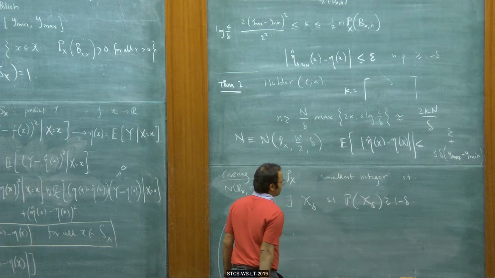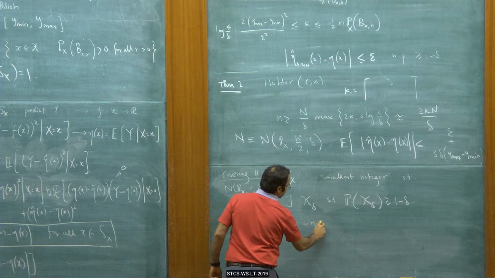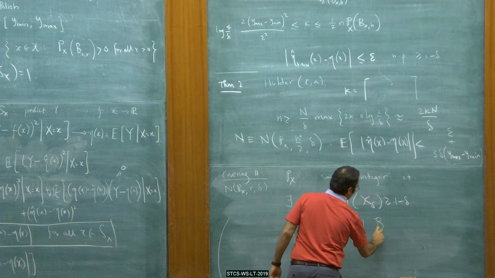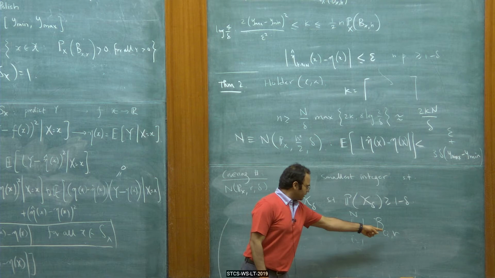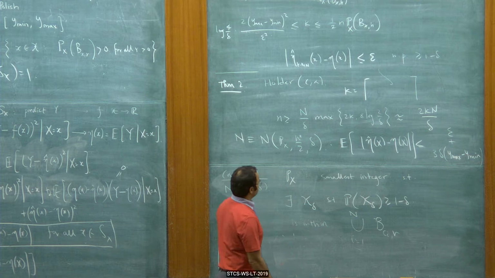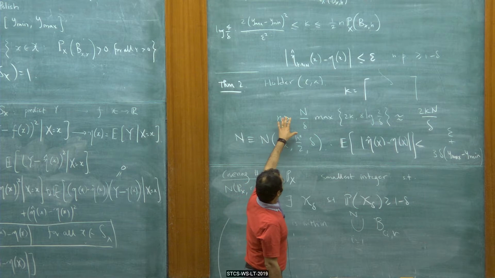That is, most of the support belongs to this set, and this set is within the union of N balls of radius R. Okay? That is, I can find N balls of radius R that cover most of the support. I want to find the smallest such N, and once I have that smallest such N, then as long as I have N larger than that, it'll work.